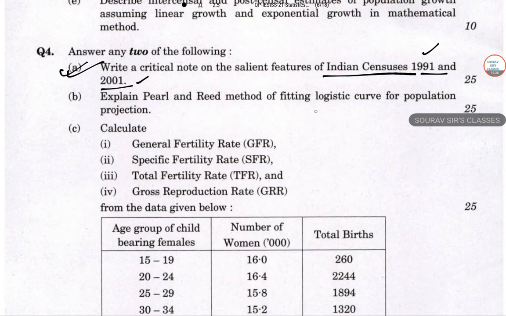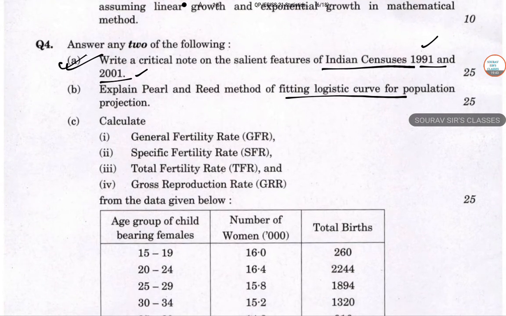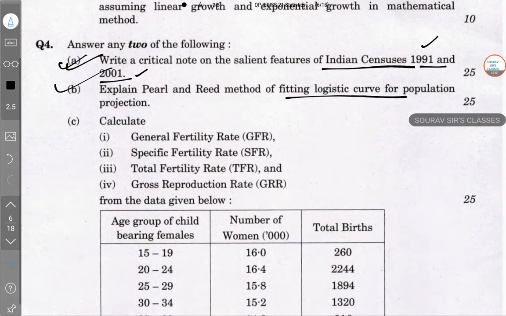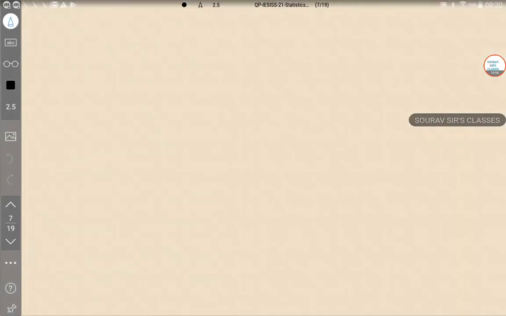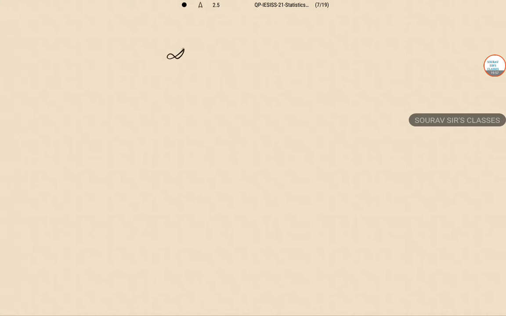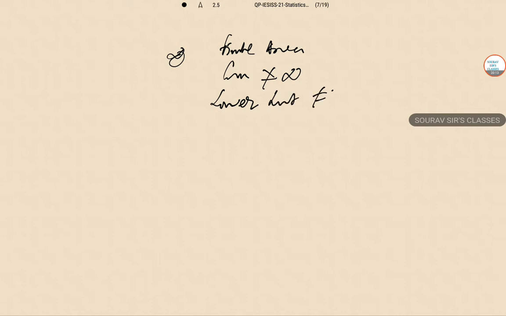Explain Pearl and Reed method of fitting logistic curve to the population projection. So this one is pretty interesting stuff. Firstly, it was done a long time back. There are some assumptions of this curve. Let me give you a brief intro of it. First, population grows in a finite area, and the rate of population growth cannot be infinite. The lower limit of the population is not 0, so the population does not start at 0.